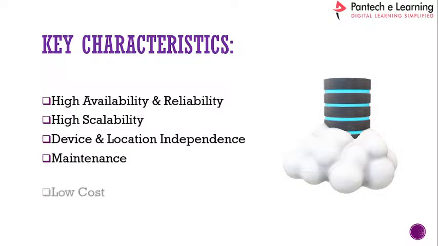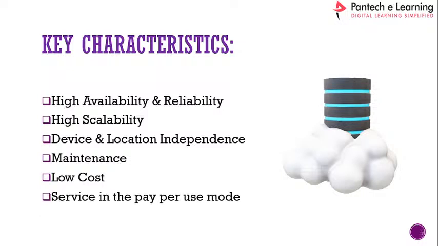Moving on to the next point, we have low cost. The cost will be really low as you are purchasing the cloud service usage from the providers. And the last point is service in the pay-per-use mode, as low cost depends on this key characteristic as well. APIs are provided to users so that they can access services on the cloud and pay as per use.